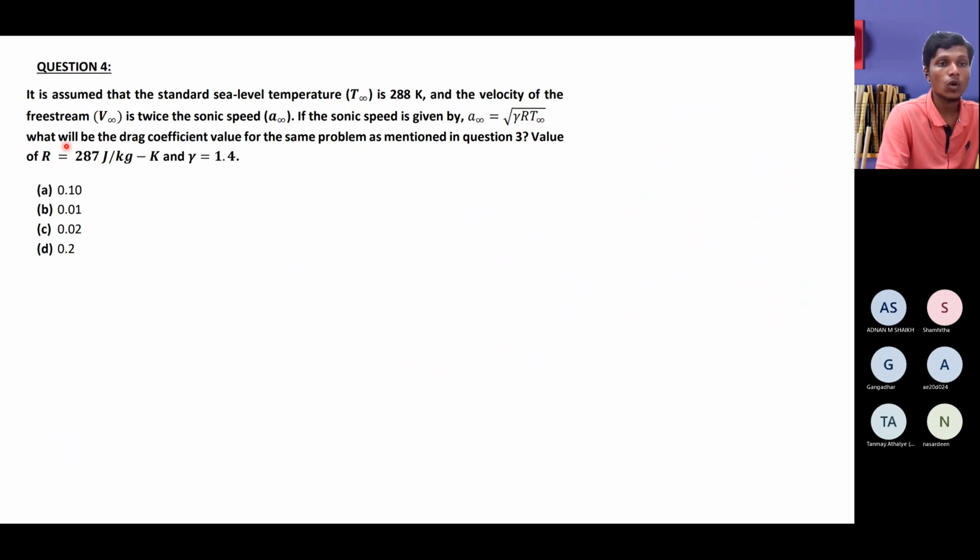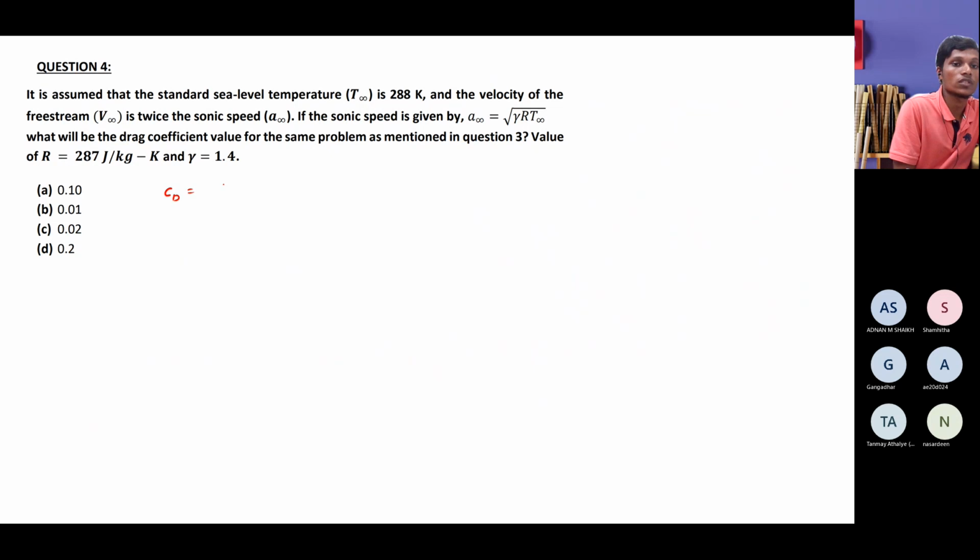The question is, what will be the drag coefficient for the same problem as mentioned in question 3? We just solved question 3 and obtained the amount of drag. If that is the amount of drag, then how do you calculate the drag coefficient? They have also given some constants. Let's see how to calculate this. They are asking what is the drag coefficient for that problem.